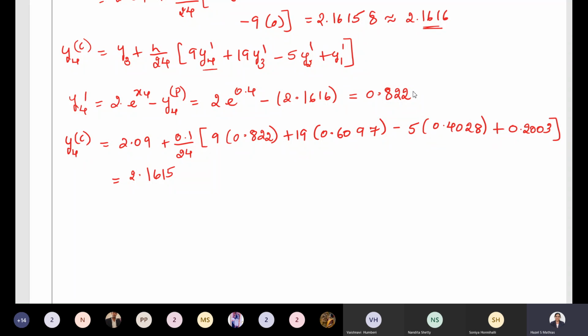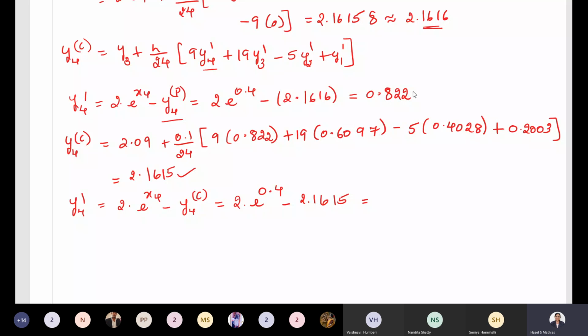2.1615. Now we have to use the corrector formula again. So you need to find y4 dash again with the corrected value. So it will be 2 into e power x4 minus y4 corrected value you put. Here we put the predicted value. Now we will put the corrected value. So it will be 2 into e power 0.4 minus y4 power c. We calculated just now, that is 2.1615.